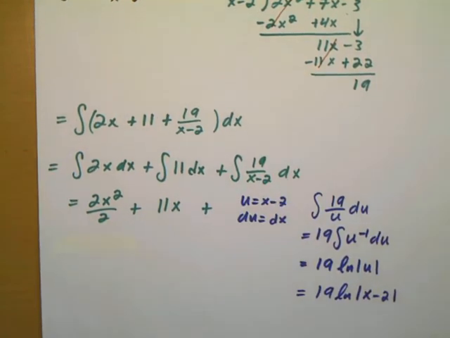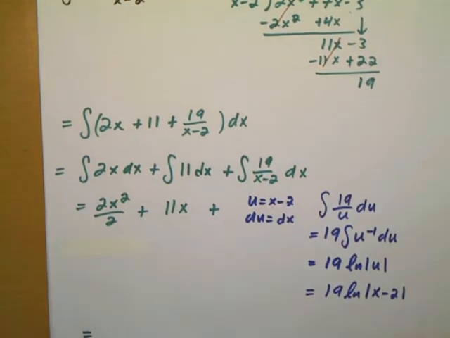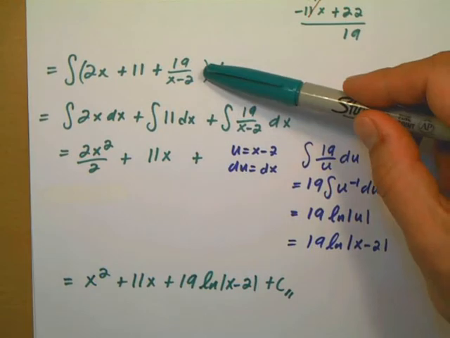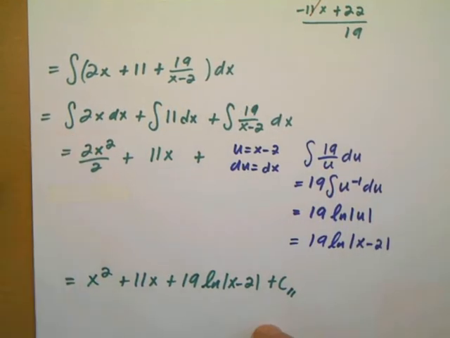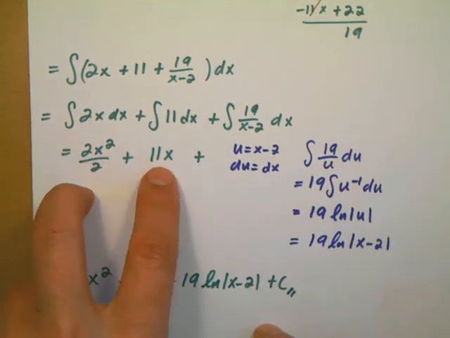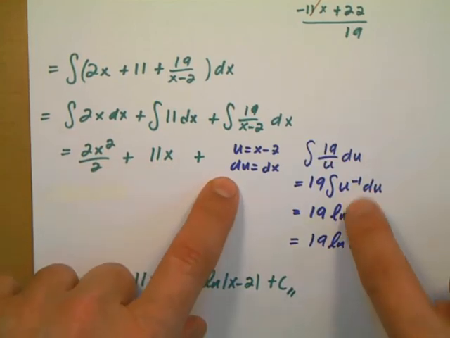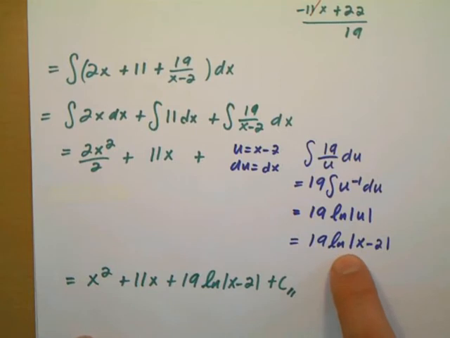So I can put my answer as simplified out. This becomes just x squared. This is going to be 11x, and this is going to be plus 19 ln of x minus 2 plus c. So after you do long division, you integrate what you have left over, and each is going to require a different rule. These two are the power rules, and this one required a u sub, and along with the ln integral.